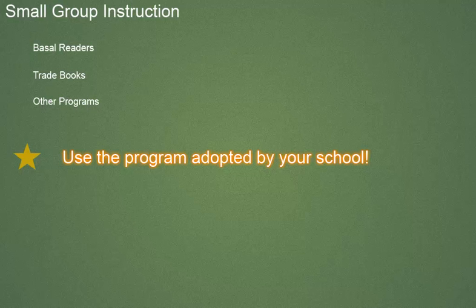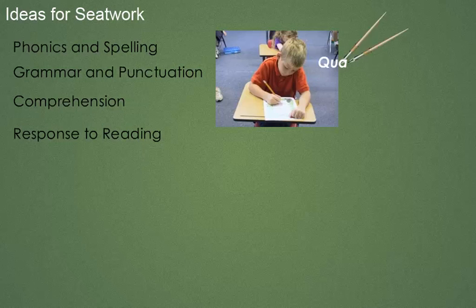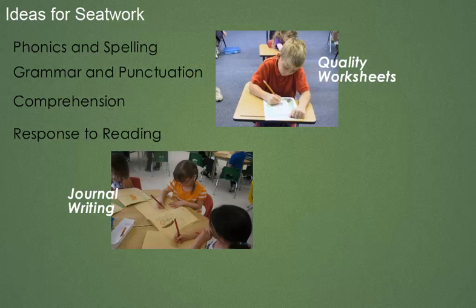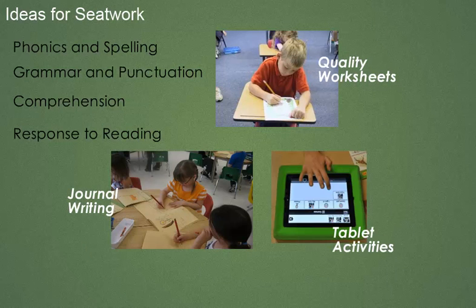Your school will likely have adopted a reading curriculum and supporting resources. It may be in the form of basal readers, trade books, or other literacy programs. Make sure you use the program adopted by your school. Seat work could focus on phonics and spelling, grammar and punctuation, comprehension, or involve some response to reading. It might take the form of quality worksheets, journal writing, or tablet activities, depending on your school's curriculum and resources.